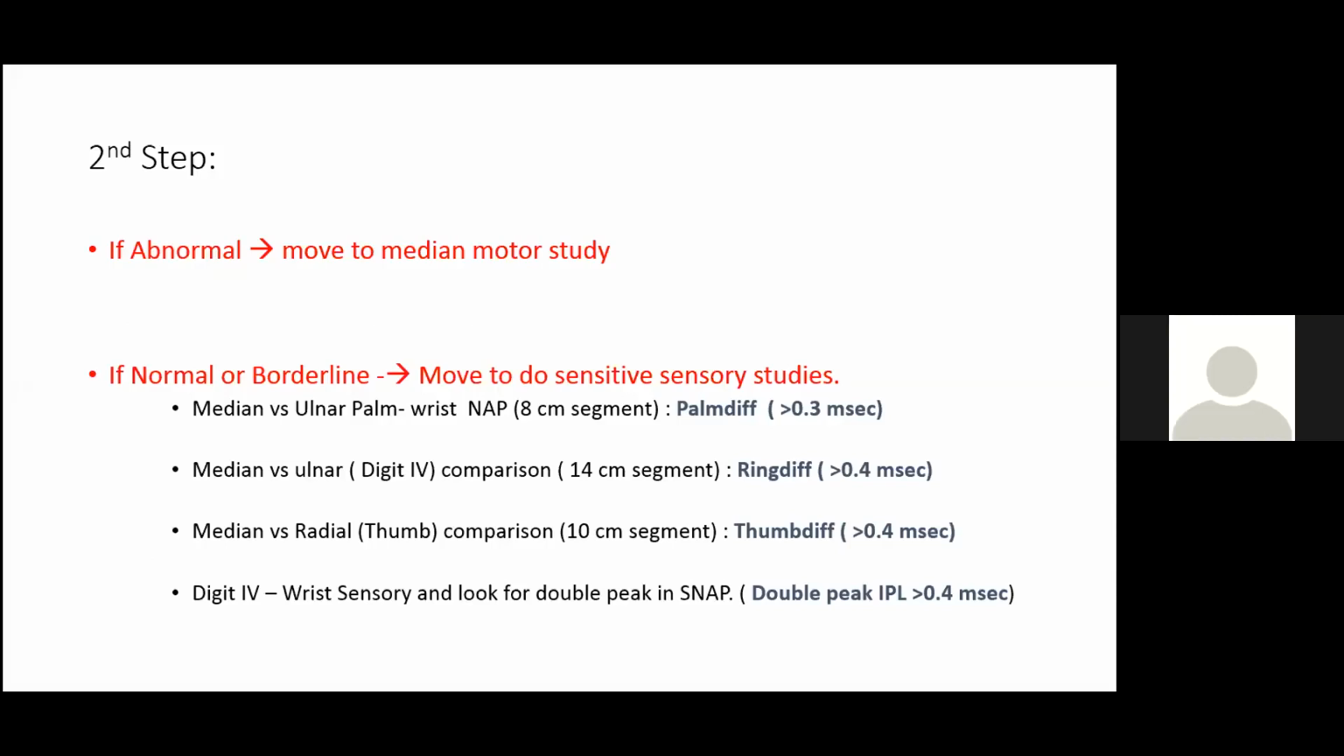So the sensitive test, there are various sensitive tests, and depending upon people's preference and the way they are trained and the way they are comfortable with, they can mix and match. So at least 2 is better to do, but 1 is mandatory. So we normally do median and ulnar palm to wrist segment, the nerve action potential in an 8 centimeter segment across the carpal tunnel. So the peak latency of the median delayed more than 0.3 milliseconds from the ulnar is considered abnormal. And also we can do median ulnar comparison from digit 4.